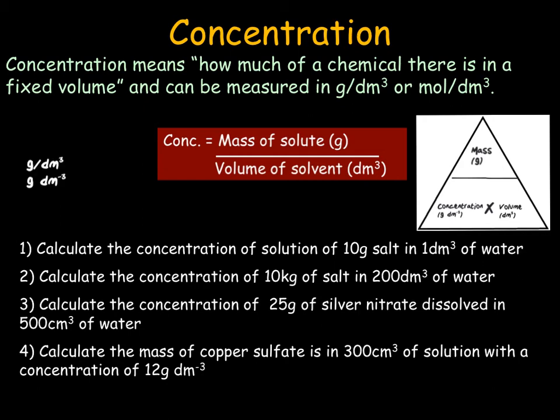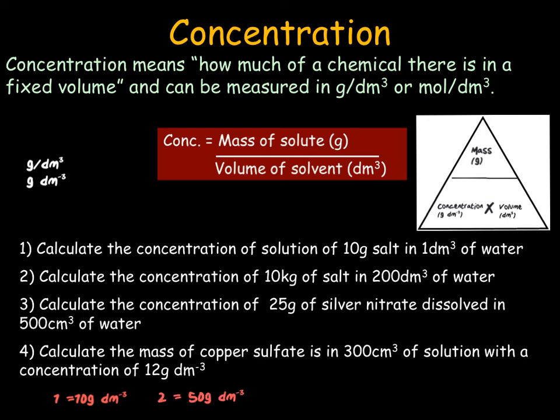So we have 4 questions here. First of all, calculate the concentration of solution of 10 grams of salt in 1 dm cubed of water. So we're working out the concentration, we have the mass, and we have the volume in dm cubed. So we're simply going to do 10 divided by 1, giving us a concentration of 10 grams per dm cubed. For question 2, we need to do a conversion. We have 10 kilograms, we need this in grams, so that is 10,000 grams divided by 200, giving us a concentration of 50 grams per dm cubed.